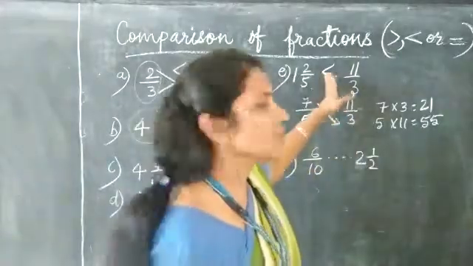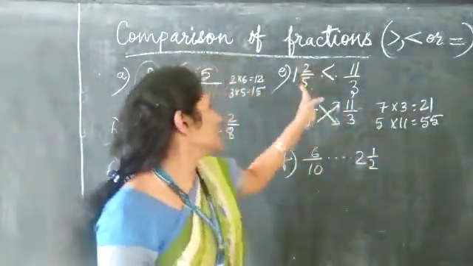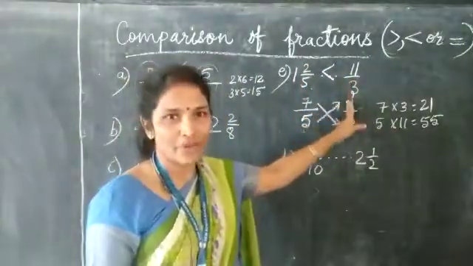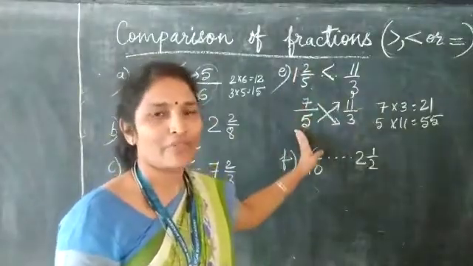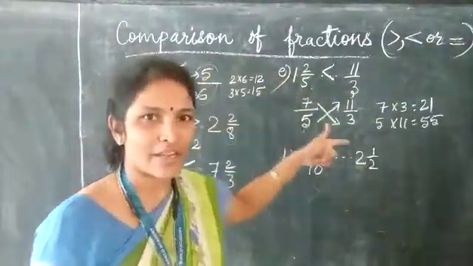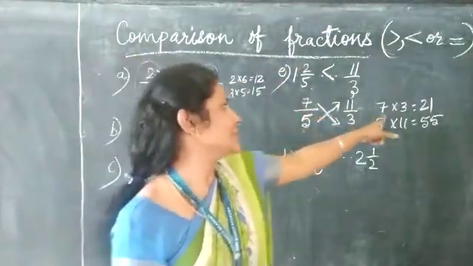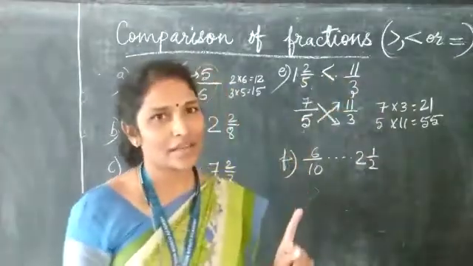Okay, first what to do? Change both into the same type of fractions. This is a mixed fraction, this is an improper fraction. It is very easy to make a mixed fraction into an improper fraction. After that, the same step we follow, cross multiplication, and find out the answers. We will see that second fraction is greater.